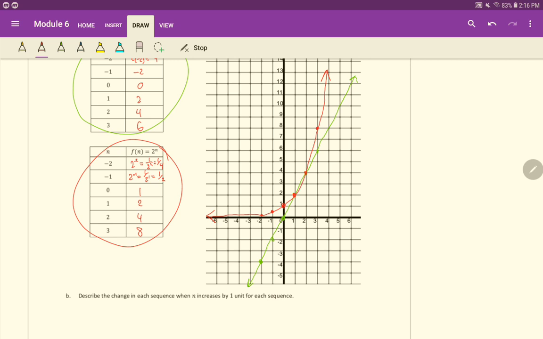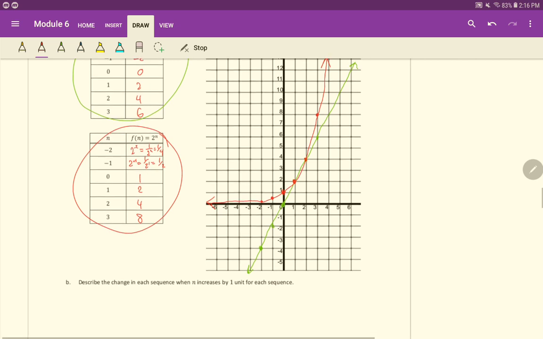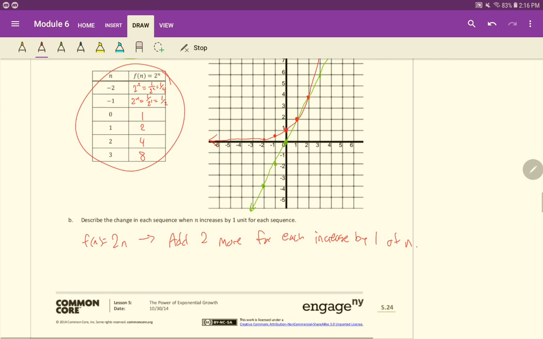Describe the change in each sequence when n increases by 1 unit for each sequence. Again, this is what we've already been talking about, right? For 2 times n, how does this one change? We just add 2 more every time n goes up by 1.